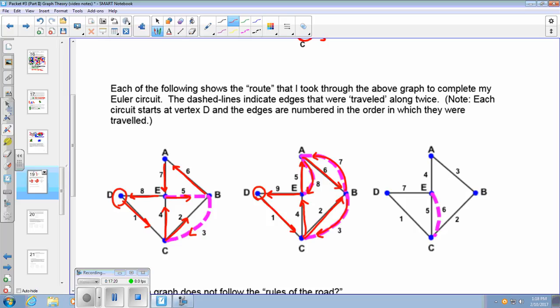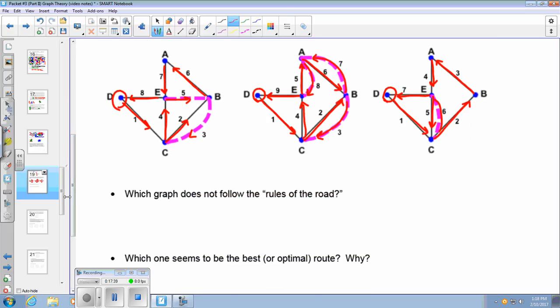Over here on the right, still starting at D, I went down, up and over again, down, down, and then I had to repeat that edge. So again, that dashed line says I'm using edge EC a second time, and then I was able to finish at D.